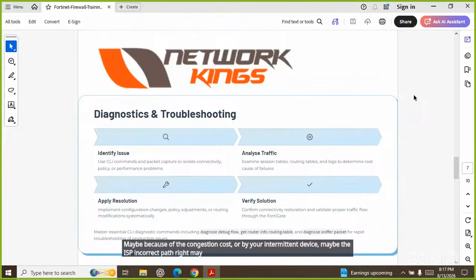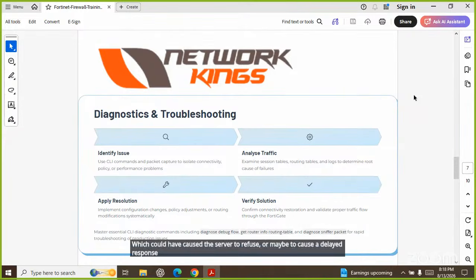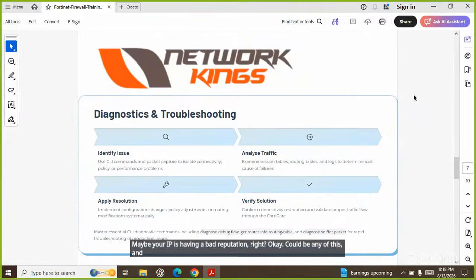Maybe some fields are added in layer 7, like the encoding method, maybe the XFF values, right? What the HTTP is carrying could have caused the server to refuse, or to cause a delayed response, right? Or maybe the issue is on the destination server side. Maybe your IP has a bad reputation, right? Could be any of these and a few more.